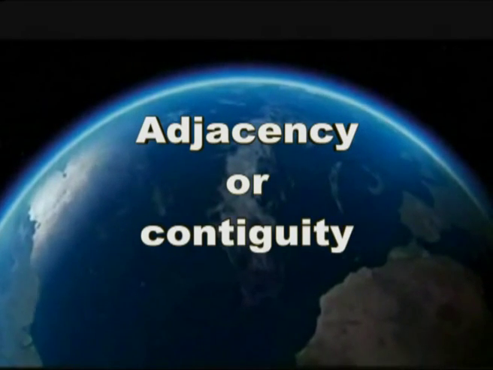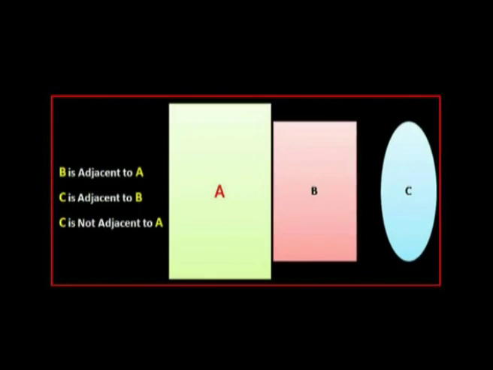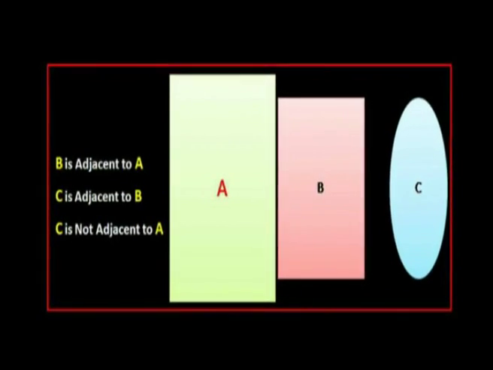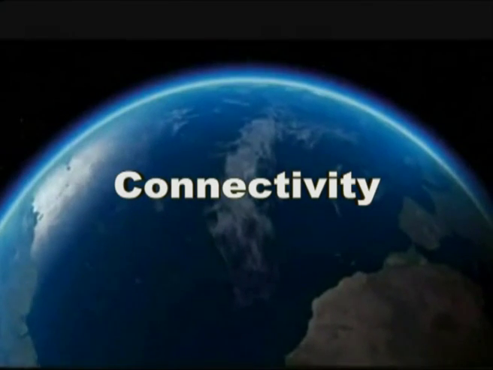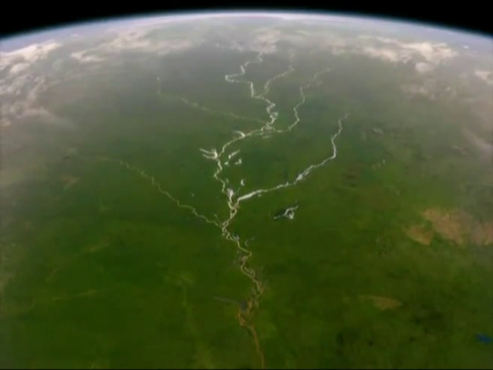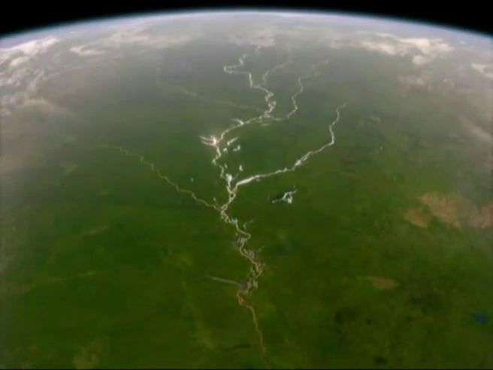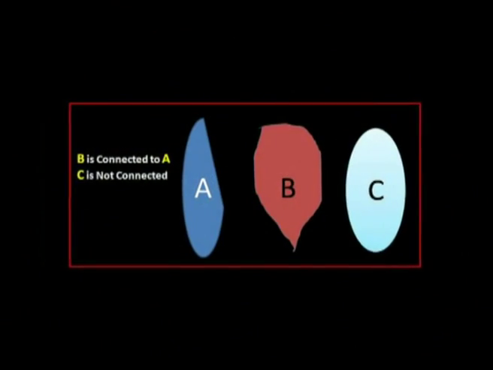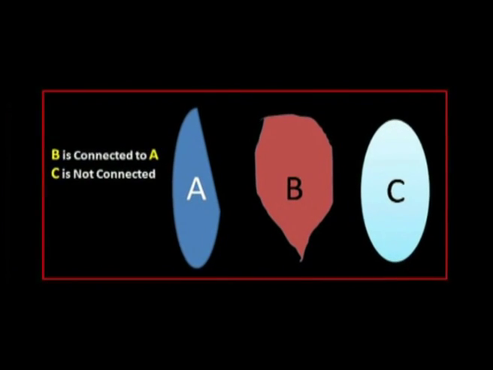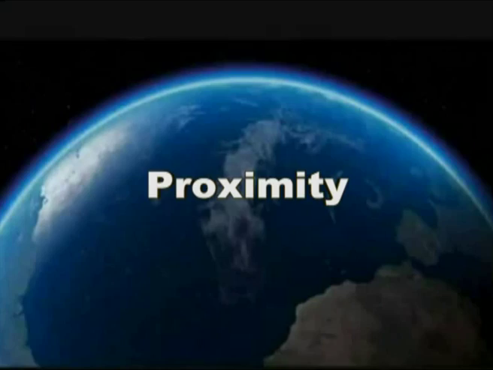Fourth, adjacency or contiguity. What is next to or near a given feature or category of features? In the illustration, feature B is adjacent to A and C is adjacent to B, but C is not adjacent to A. These features could be almost any type of data found on the map. Fifth, connectivity. Physical connection is an important spatial characteristic for many applications. What is actually connected to features can be calculated. In the illustration, B is connected to A, but C is not connected to anything.